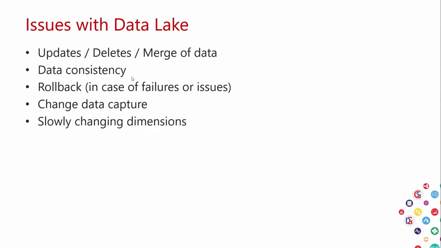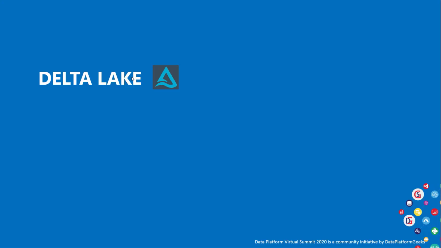Also, there is a consistency problem. This means that if one process is writing the data into files and the other process tries to read the data from the same set of files, it can create consistency challenges. All right, so the reader may not get a consistent view of the data. Then in case there is a failure or an issue with the data, if you want to roll back, it is very difficult to do with a data lake because you have overwritten the files. Now, typical scenarios that you implement with a data warehouse, like change data capture or slowly changing dimensions, are very difficult to do with a data lake. And that is why there is a new component called Delta Lake, which can help us solve these problems.